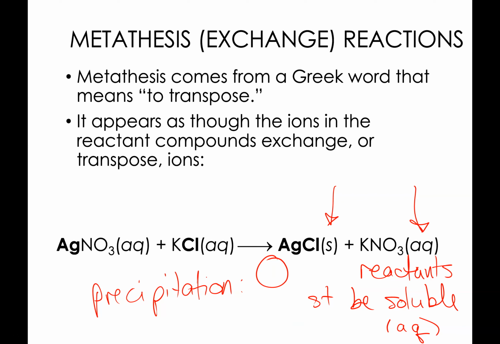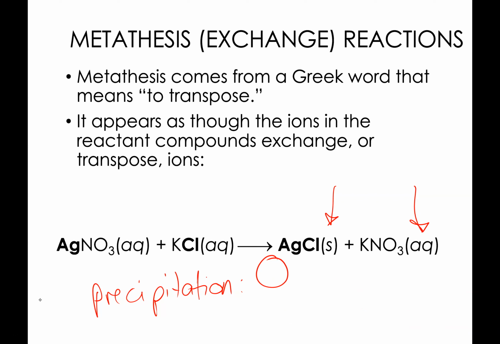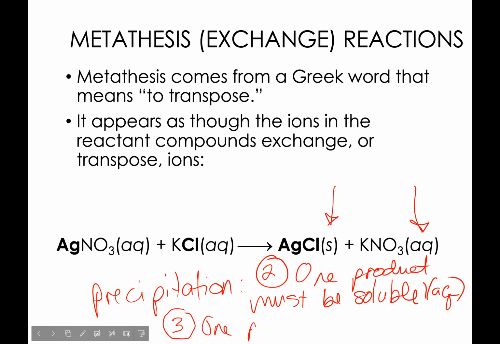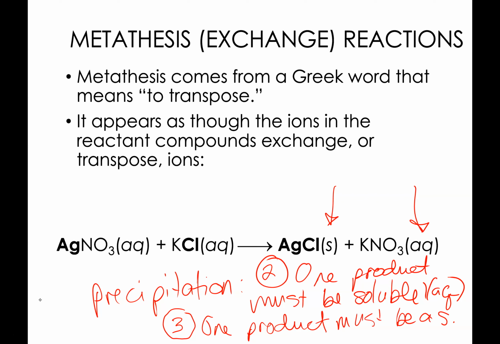Number 2, bear with me. The next one is one product must be soluble. Again, aq. Okay? Now, the last rule in a precipitation specific, meaning a solid is formed, is that one of the products must also be, one product must be a solid. Okay? In other words, we have to figure out what thing is the precipitate.